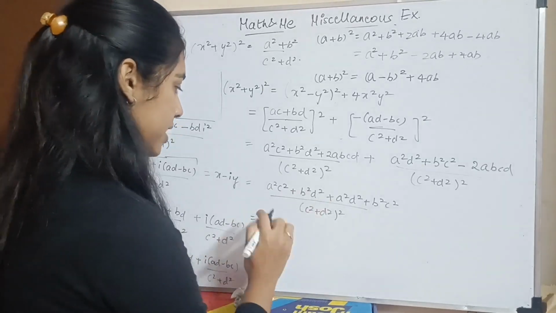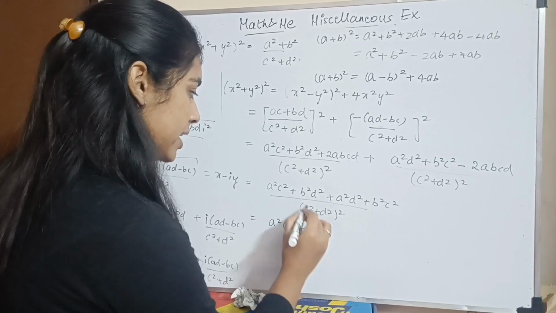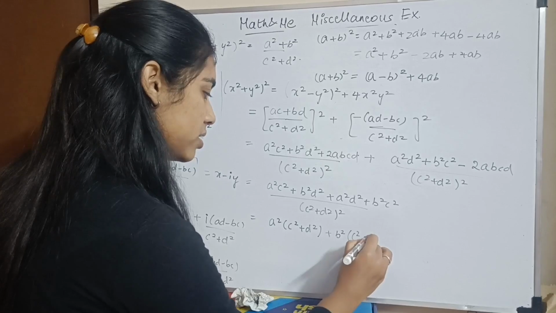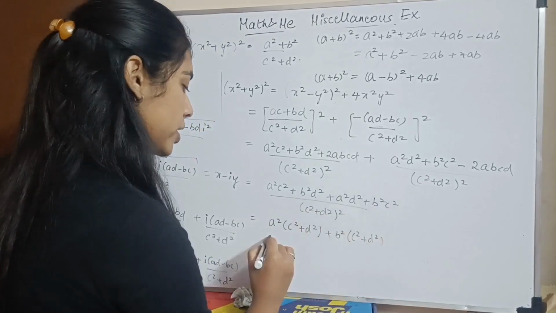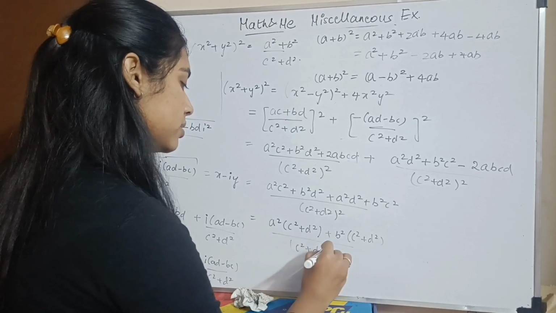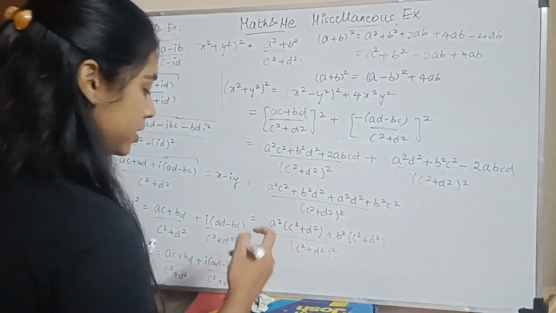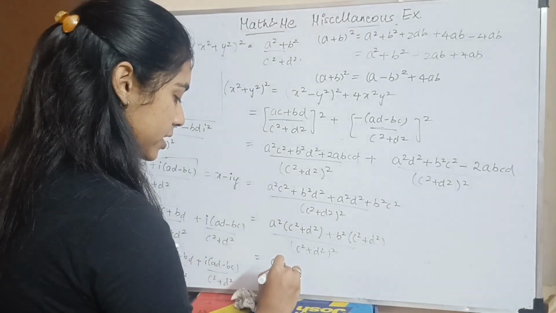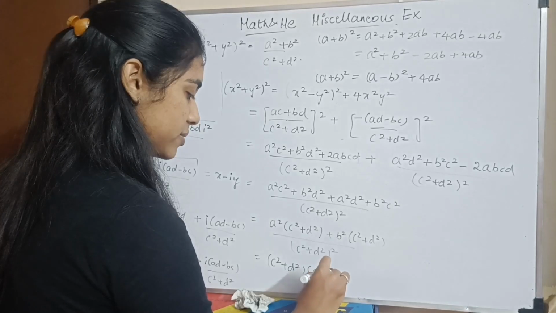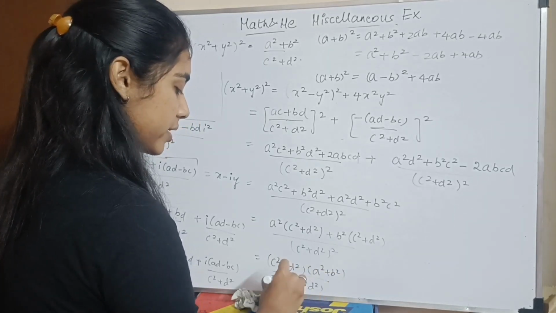A square common, I have C square plus D square. Again, if I take B square to be common, I'll have C square plus D square, okay? Divided by C square plus D square the whole square. So now I'm left with, when I take C square plus D square in common, C square plus D square times A square plus B square divided by C square plus D square the whole square.